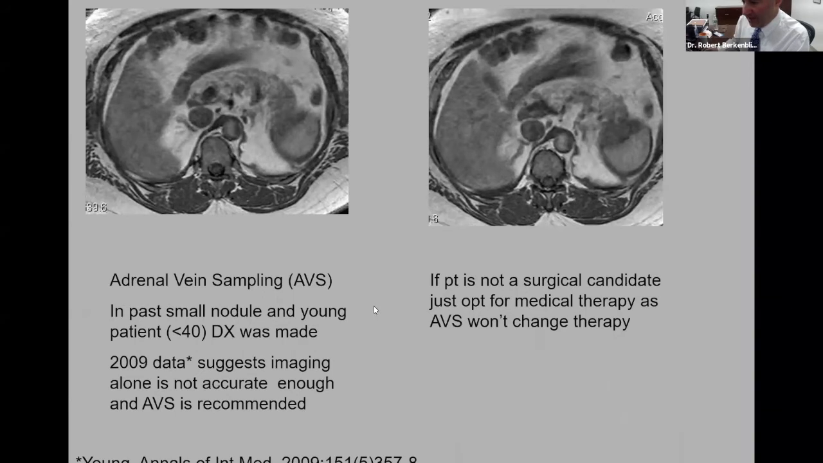Adrenal vein sampling is necessary. In the past, a small nodule in a young patient, the diagnosis was made. But a number of years ago, data suggests that imaging alone is not accurate enough and adrenal vein sampling is required. If the patient is not a surgical candidate, then they just opt for medical therapy, as adrenal vein sampling is not going to change the therapy.